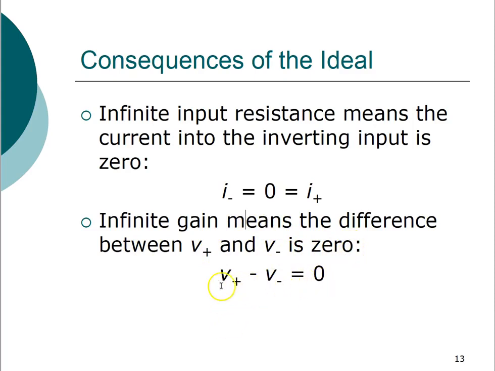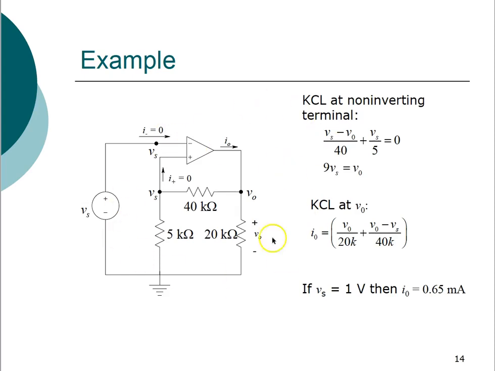So if this is 0, what does it mean? V positive is equal to V negative. So these are the two important consequences of the ideal op-amp properties. And now let's see the next one. This is an example.